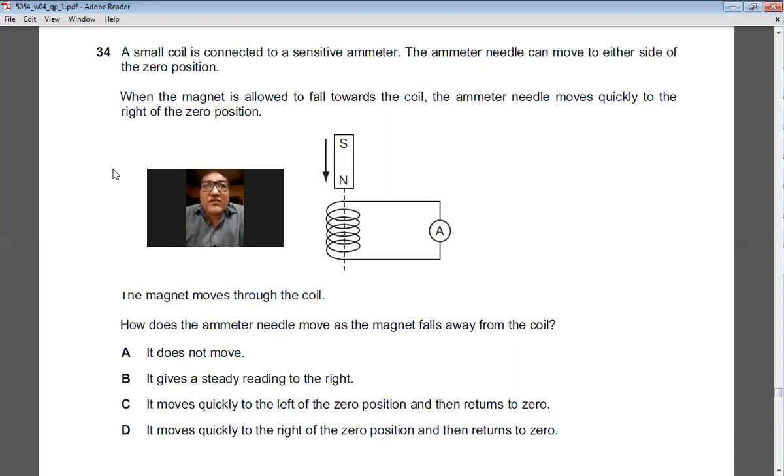When the magnet falls away from the coil, the direction of the deflection in the ammeter will be opposite. So it does not move? No. It gives a steady reading to the right? No. It moves quickly to the left of the zero position and then returns to zero? Yes, that's the right answer. It moves quickly to the right of the zero position and then returns to zero? No. C is the right choice, sir.